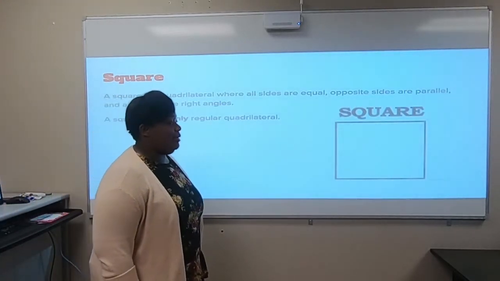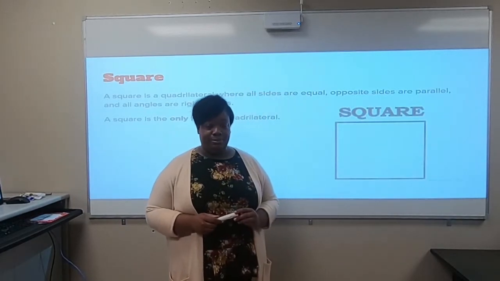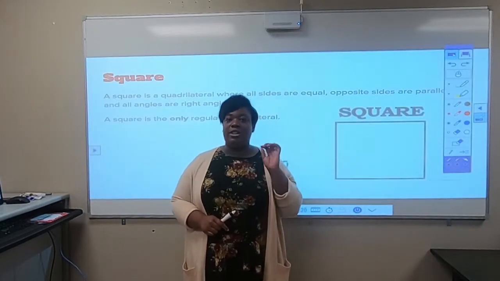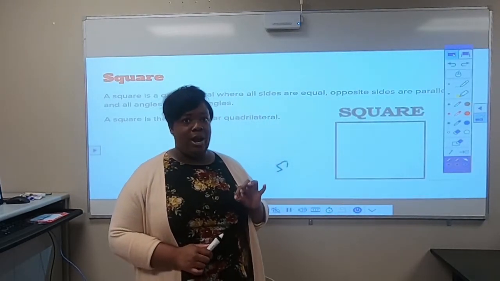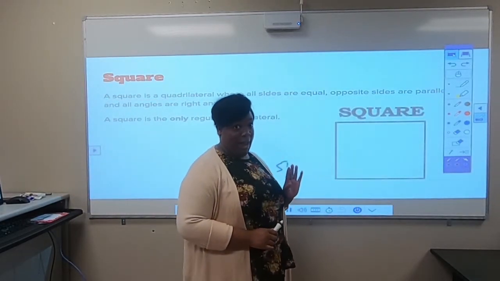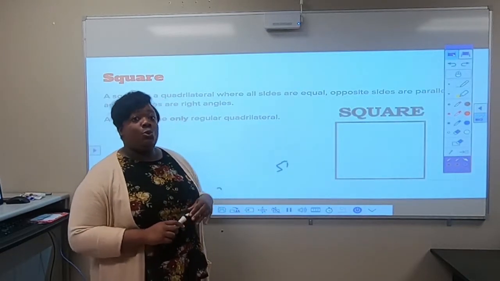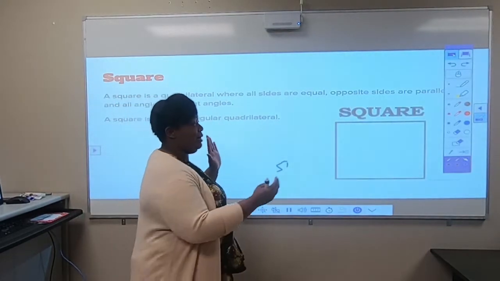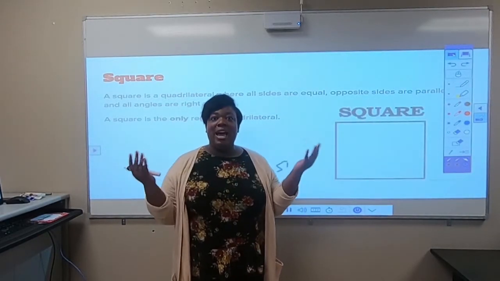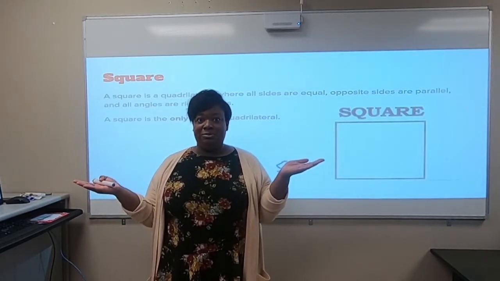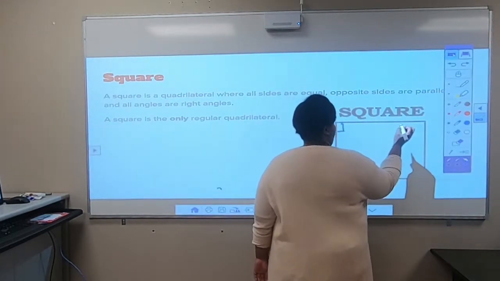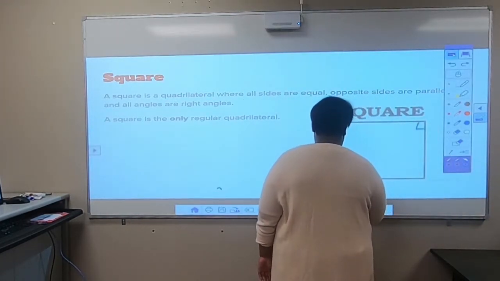Now, let's look at this square. What do you notice about it? Well, I noticed that all sides are equal. So that's the first very important thing about a square. In a square, all 4 sides are equal, okay? It has 2 pairs of parallel lines, which means opposite sides are parallel. And it also has, what kind of angles did I just teach you about? That's correct. It has right angles, which means that the angles are square. They need to make a square, guys.